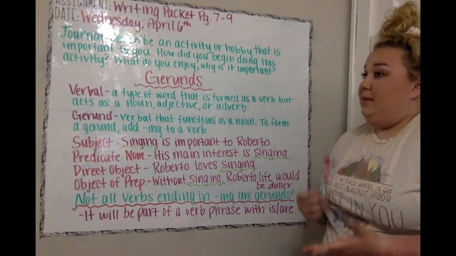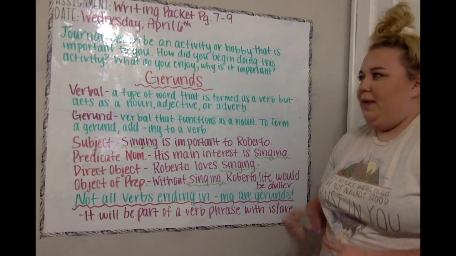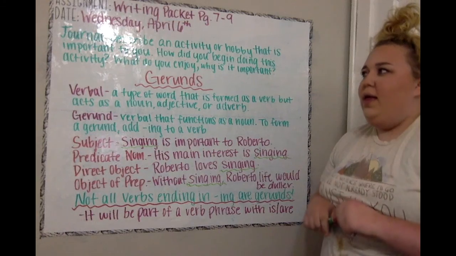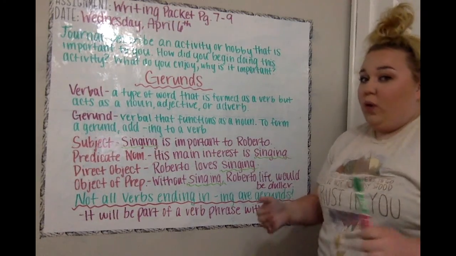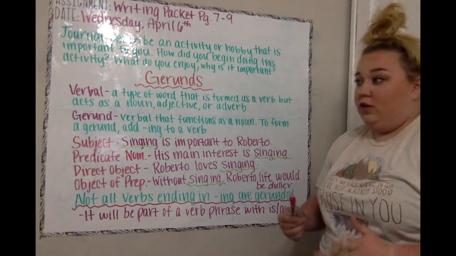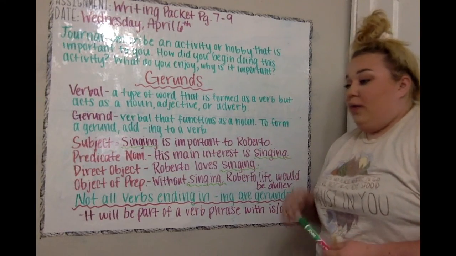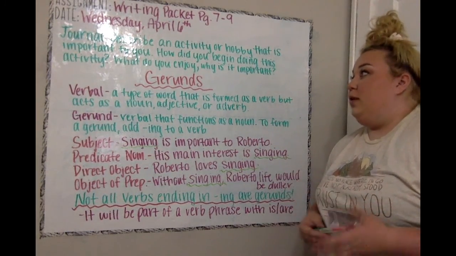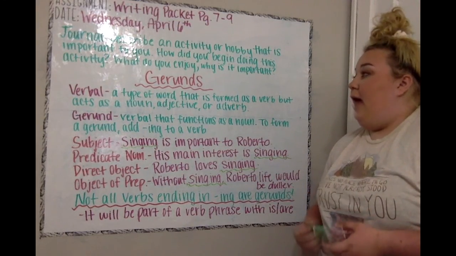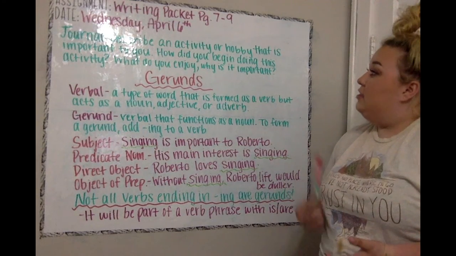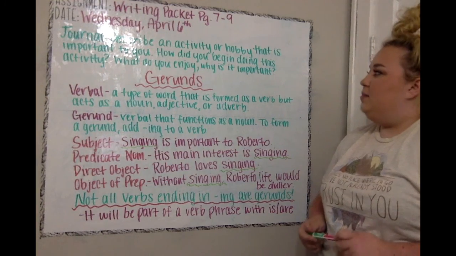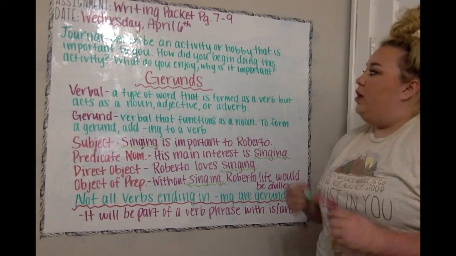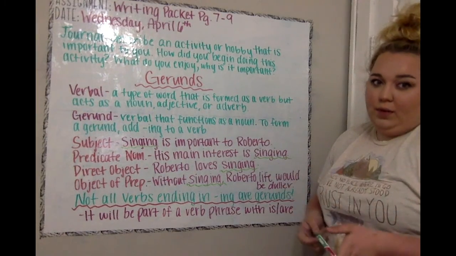That's going to be something you guys do completely independently because obviously I can't answer those journals for you. And it's super informal writing. That's what a journal entry is. So you're writing personally, about your life, your experiences, that sort of thing. The journal says, describe an activity or hobby that is important to you. How did you begin doing this activity? What do you enjoy about it, and why is it important to you?